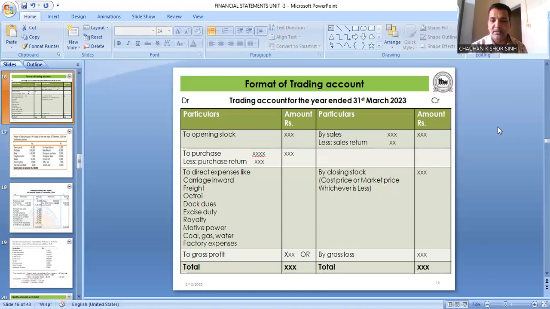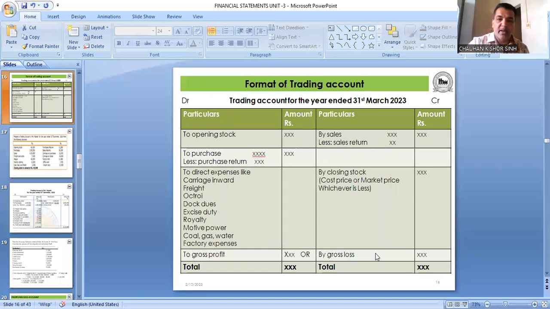Then all the direct expenses which are related with the purchase and production of goods are recorded on the debit side of the trading account. So you can see here various expenses are given under the head direct expense, like freight, octroi, dock charges, excise duty, royalty, and so on. After recording all these items, we have to make the total. So if the difference is coming on the debit side, that indicates gross profit. If the credit side total would be more than the debit side, then the difference will come on the debit side and that would be the gross profit. And if the difference is coming on the credit side, that would be the gross loss.